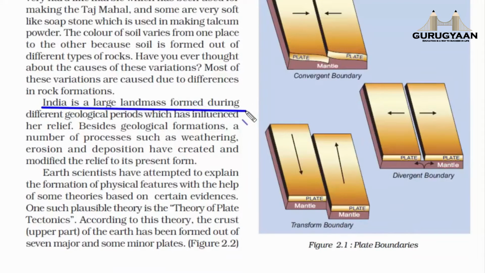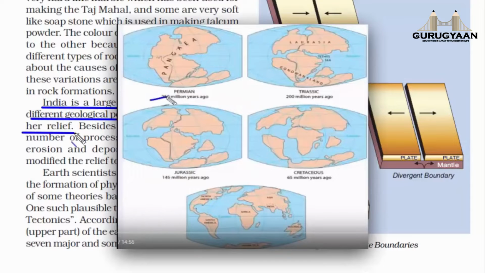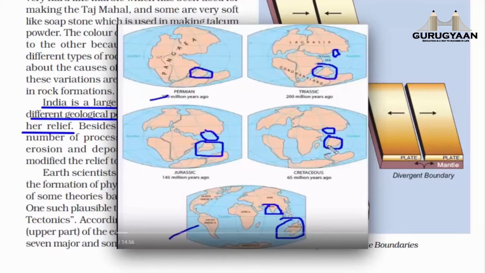India is a large landmass formed during different geological periods. I'll just show you a small section of the previous chapter wherein we can see how India broke apart from the Australian plate and moved towards the Eurasian plate. While doing so, it went through constant physical changes. You can see the shape of India as it was moving towards north.